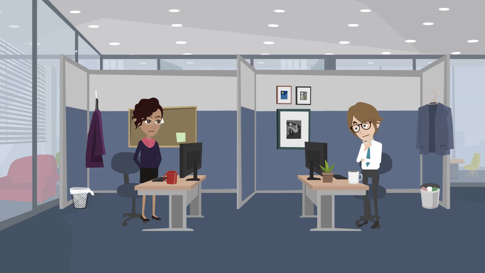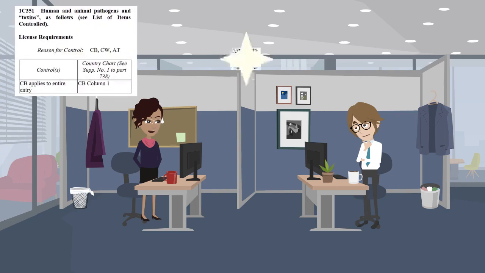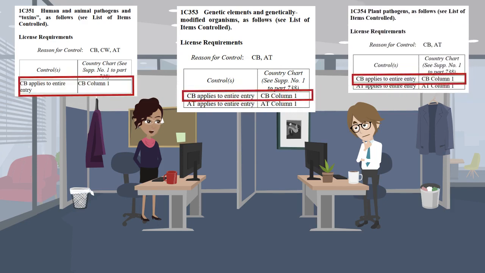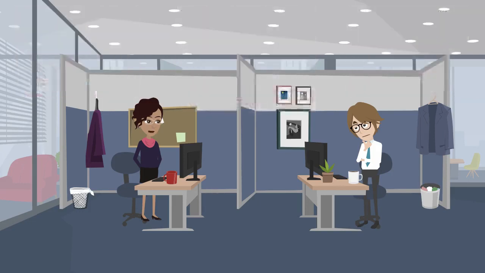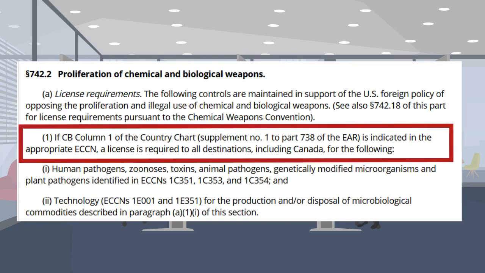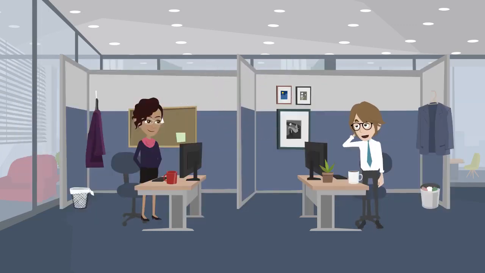It depends. ECCNs 1C351, 1C353, and 1C354 are controlled for CB column 1 reasons. Using the Commerce Country Chart, you will see that there is an X in the box for all countries for CB1 reasons. This means that these ECCNs require a license worldwide, but you might be eligible to use a license exception for certain transactions. What is a license exception?